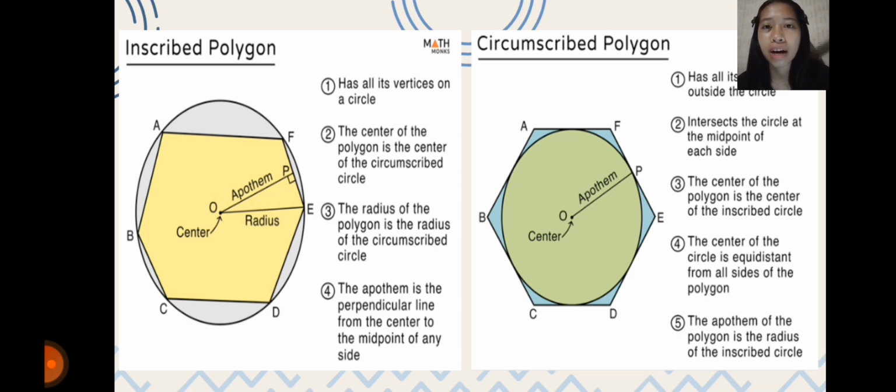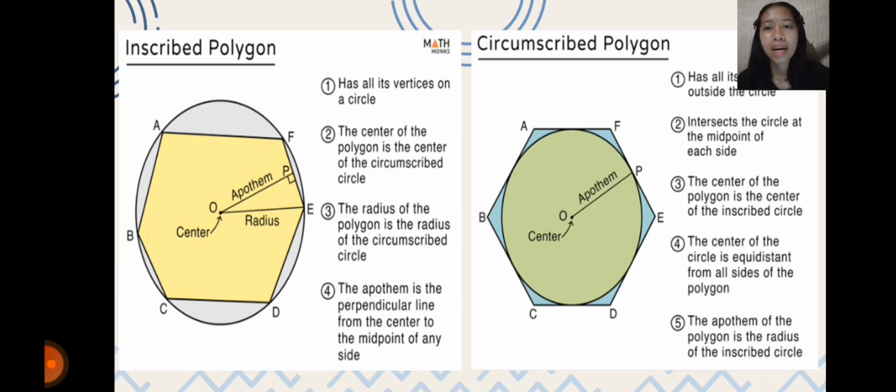Third, the center of the polygon is also the center of the inscribed circle. This means that both the polygon and the circle share the same center point, creating a symmetrical relationship. Fourth, the center of the circle is equidistant from all sides of the polygon. This is what makes the circle perfectly inscribed. It maintains a constant distance from the polygon's sides.